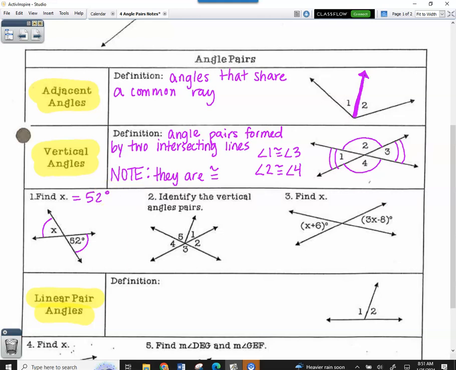Now, number 2 says, tell me the vertical angle pairs. Look at the picture carefully. Remember that it has to be two straight lines crossing. Find the two angles that would be between the two lines that are crossing. Lightly mark it with your pencil. I want you to try it first. Mark the two angles that would be congruent with your pencil.